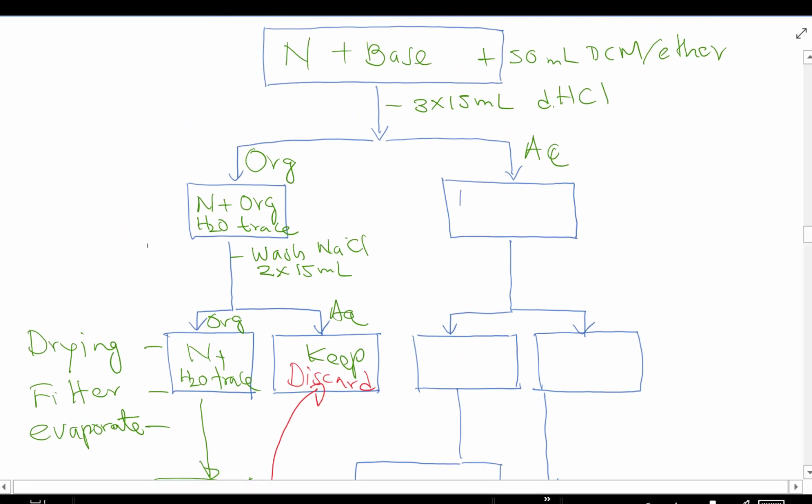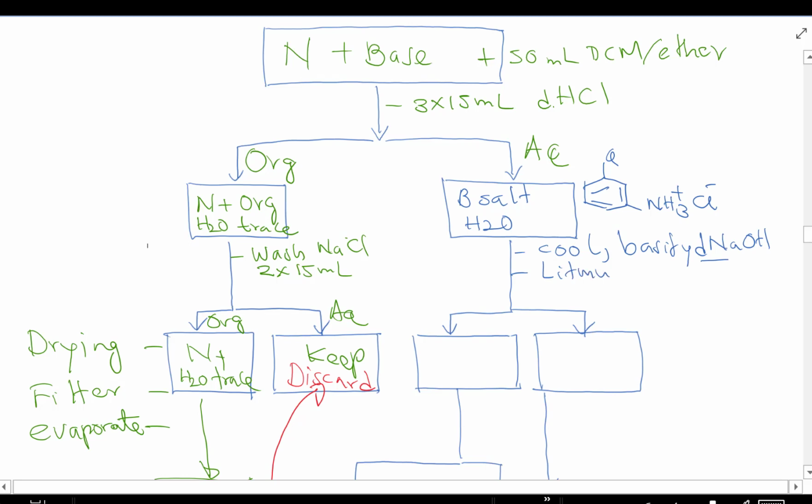Okay, now we go back to the original aqueous from the first step. So let's say you have the salt of the base and water. It's in the aqueous layer. So what do you do? You cool it with a bit of ice bath and then basify, adding concentrated sodium hydroxide. And then check the litmus whether it's turning red to blue. So then it's basic, that means you really took all the base into your organic fraction. So this has to be done again 3 times with 15 milliliter, let's say DCM or ether.